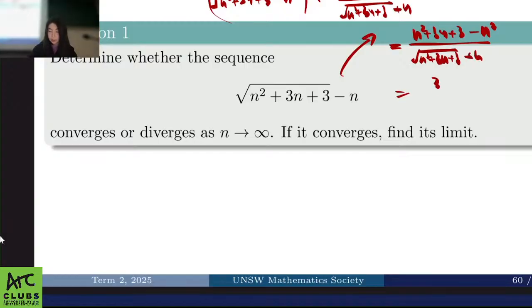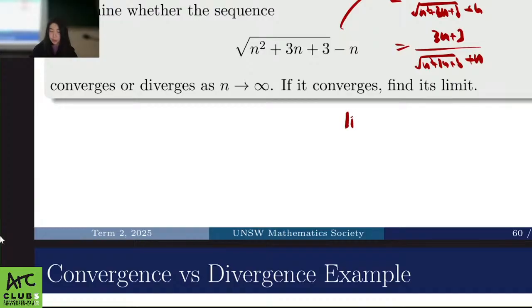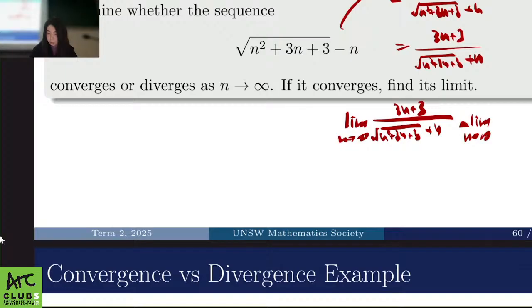And this is just 3n plus 3 over the entire thing on the bottom, which we can actually evaluate the limit of as n approaches infinity, because when n approaches infinity, we can divide top and bottom by the highest power terms, which is usually how you find these limits. Which is then going to be the same as the limit as n approaches infinity of 3 plus 3 on n divided by root 1 plus 3 over n plus 3 over n squared, plus 1. So notice how we've divided everything by n, which is the highest power.